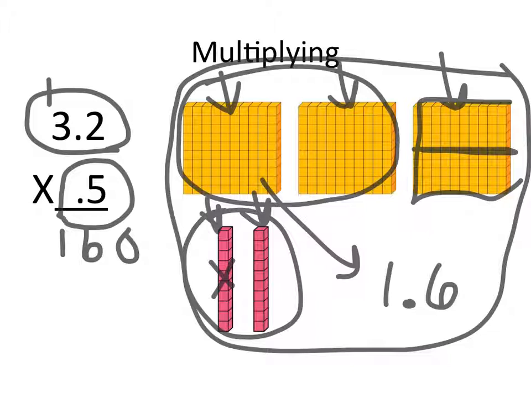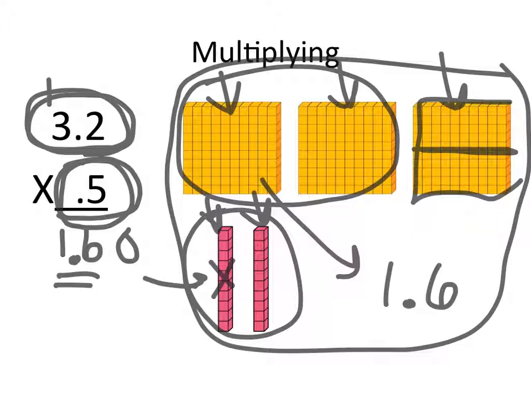So we want them to think logically. If I had 3 and a little bit more of something, and I'm going to take it 1/2 times, how much would I have? Well, probably about 1 1/2, right? So where can I put my decimal where my answer will be close to 1 1/2? If I put it there, I have 1 and 60 hundredths, or I can think of it as 1 and 6 tenths. So that seems right, and it matches my picture.